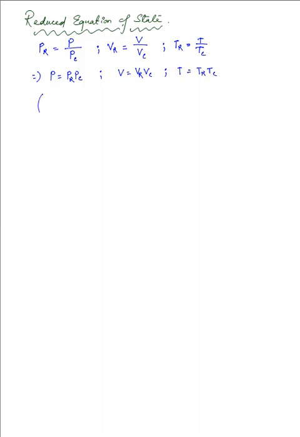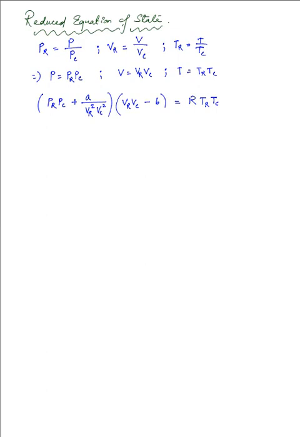We get, instead of P, Pr times Pc, plus (this is not minus, this is plus) A divided by V squared. Now V squared is Vr squared times Vc squared, and on to that, the second term we have Vr times Vc instead of V, and the co-volume term B subtracted from it. And onto the right hand side we have R times T, which is now equal to Tr times Tc.